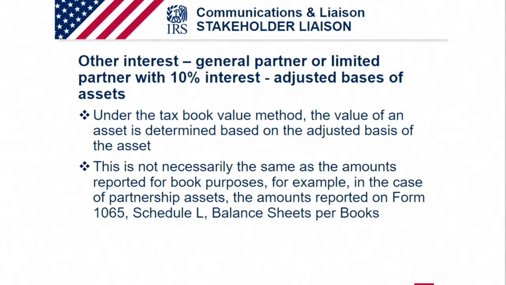Under the tax book value method, the value of an asset is determined based on the adjusted basis of the asset. This is not necessarily what you will see on the Form 1065 Schedule L balance sheet per books.